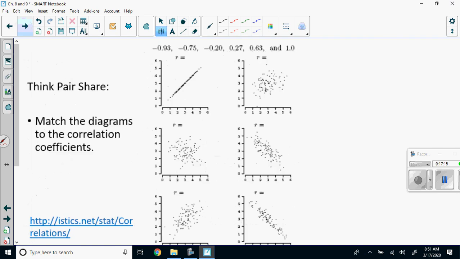Okay, on this one, I can't really say fair share because it's just you by yourself, I assume. Just match each of those, and then we'll check them in about 10 seconds.